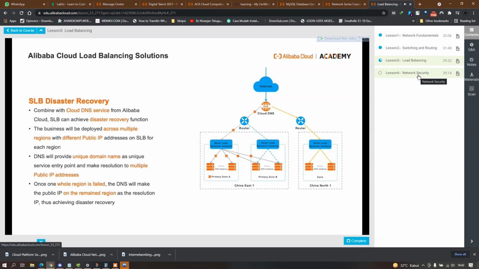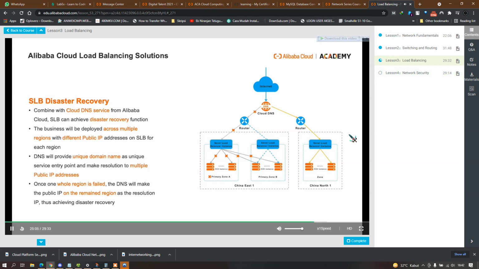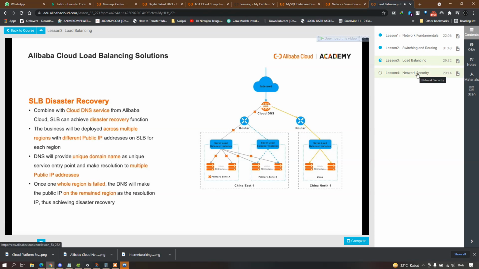In this way, we can achieve the disaster recovery switchover, because previously the data flow was mapped to the primary site. After the primary site is down, by using DNS resolution we can change the resolution IP from the previous one to the standby one, and during the IP resolution switchover, we have finished the disaster recovery switchover. So this is how the SLB works for disaster recovery.